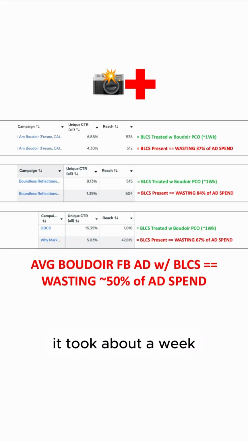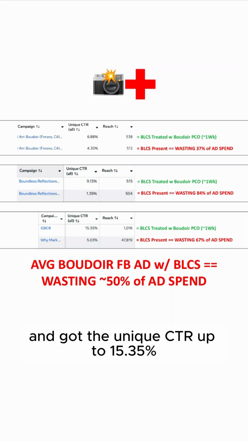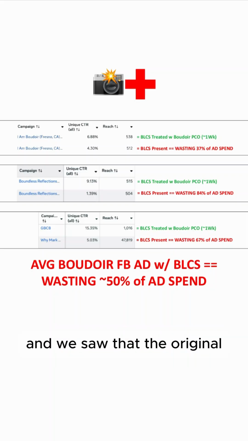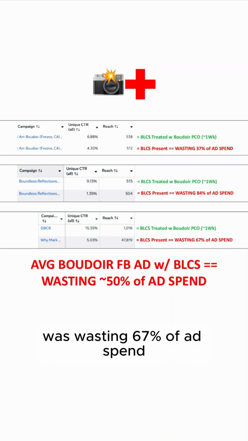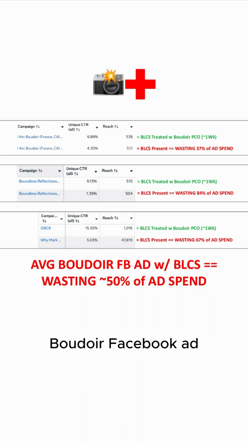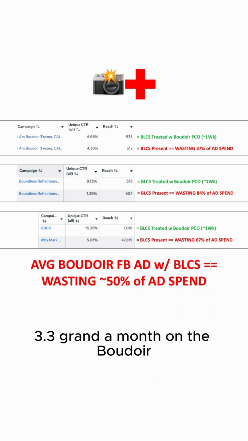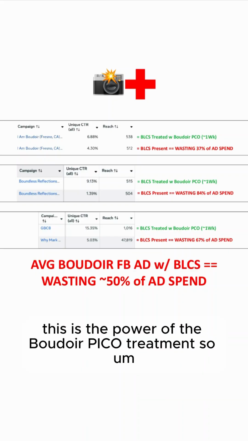It took about a week. Got the unique CTRL up to 15.35%. And we saw that the original was wasting 67% of ad spend. So if he had spent 10 grand a month on the original Boudoir Facebook ad, now he only needs to spend 3.3 grand a month on the Boudoir Pico treated ad in order to get it into the same number of women's brains. This is the power of the Boudoir Pico treatment.